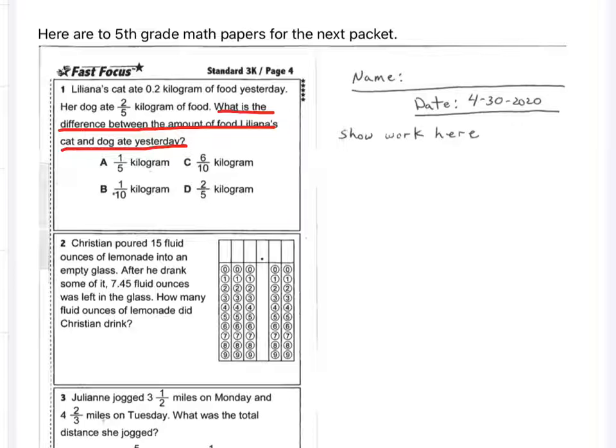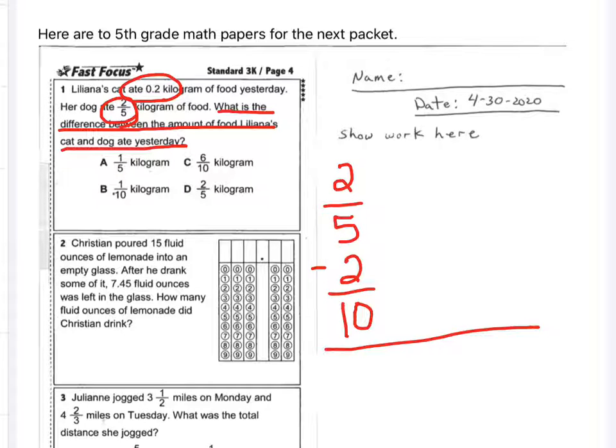Okay, so the cat ate 2/10, then the dog ate 2/5. So we're going to do 2/5 minus 2/10. On this one, it doesn't matter which order you put those in because you're looking for a difference, but it didn't say how much more the cat ate than the dog or how much more the dog ate than the cat. Okay, your common denominator is going to be 10. So you're going to make equivalent fractions and then subtract the numerators.